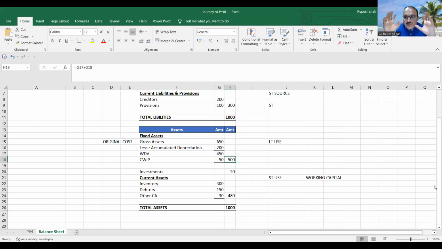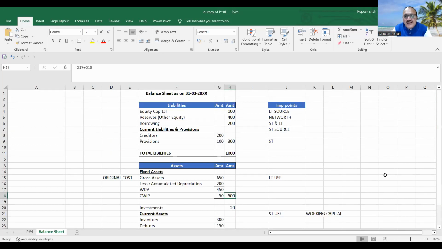Now, the first point we have to understand is what is CWIP, capital work in progress. Capital work in progress means I am constructing a factory building, for example, and say it will take 3 years. So at the end of the first year, whatever cost I have incurred under construction is called the capital work in progress, and it will appear as a line item in this balance sheet. Similarly, any assets which are not yet put to use, which are under construction or not yet completed for some reason, appear as CWIP.